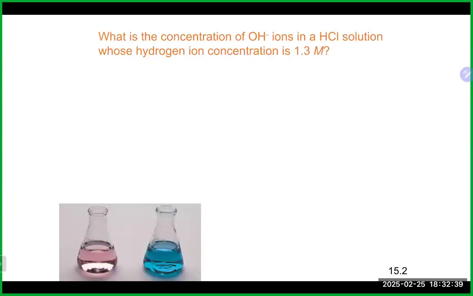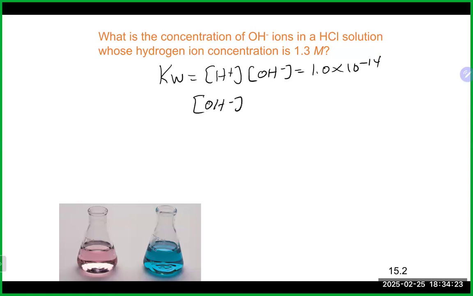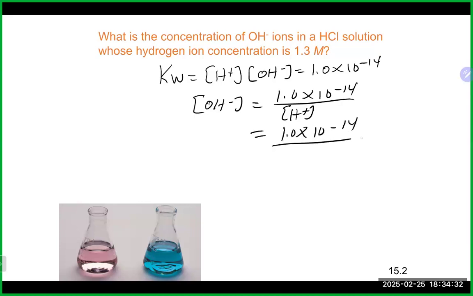So let's try one here. What is the concentration of OH minus in an HCl solution that has a hydrogen ion concentration of 1.3? The Kw expression is our H plus concentration, which is the acid part, times the OH minus concentration, which is the base part, equals 1 times 10 to the minus 14. The good news is it's the same rearrangement, regardless of what you're solving for. So the OH minus will equal 1 times 10 to the minus 14 divided by our H plus concentration, which gives us 1 times 10 to the minus 14 divided by 1.3.